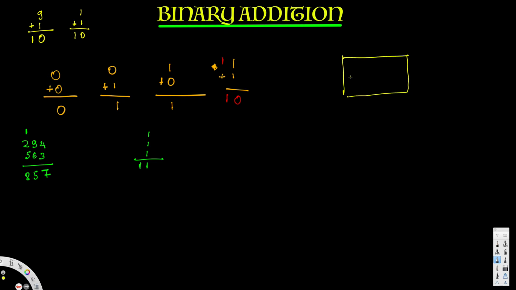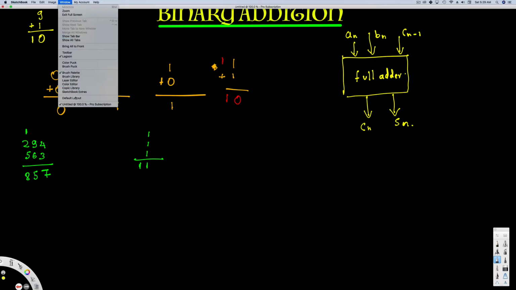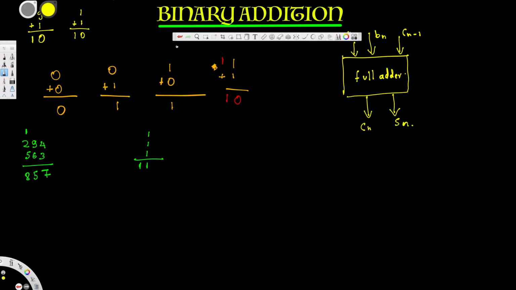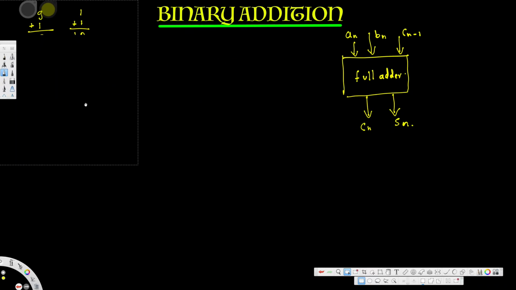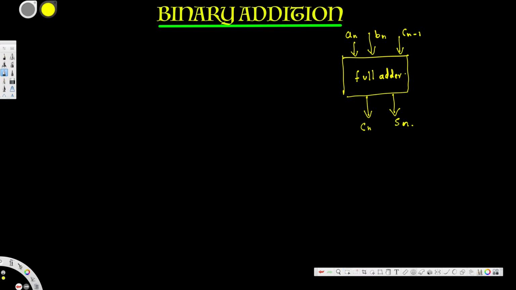So here we have a full adder, and let's say we have 2 numbers from the column, an and bn, and a carry from the previous one, cn minus 1, and then we are going to have a carry and also we are going to have a sum. So let's go ahead and create a table for this one so we can see what's going on clearly. Okay, in order to do that I have to get rid of this one first.